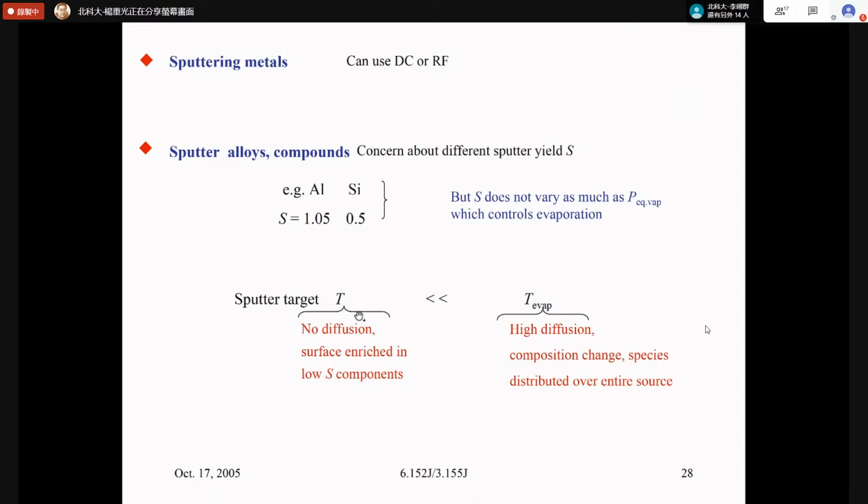For the sputtering target, we need to be careful about the temperature. Okay, the target temperature. Basically, there's no diffusion, and we want to make sure the surface is enriched in the low sputter-yield component. But for the evaporation temperature, you see that you will generate a very high diffusion, and you find that all the composition changes and the species change in the entire source.